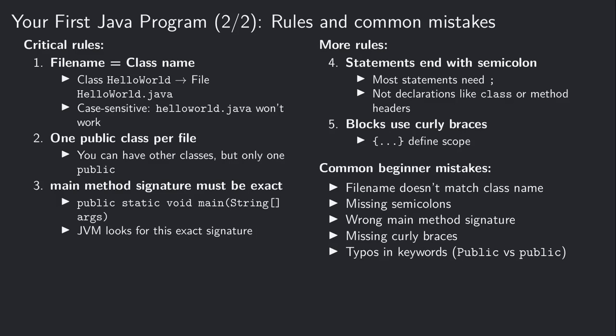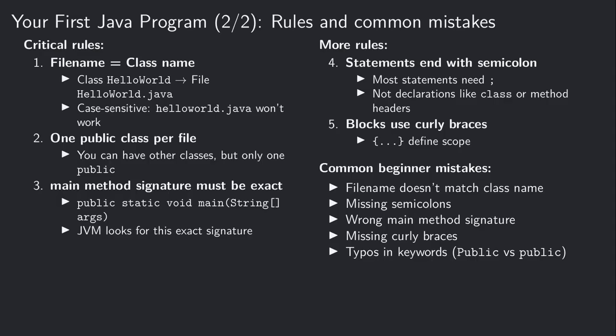Then semicolons. Most statements end with one, like assignments, method calls, and returns, but class and method headers do not. And finally, curly braces define blocks and scope. Missing a brace can produce error messages that seem totally unrelated to the actual mistake, because the parser gets confused far from the missing brace.